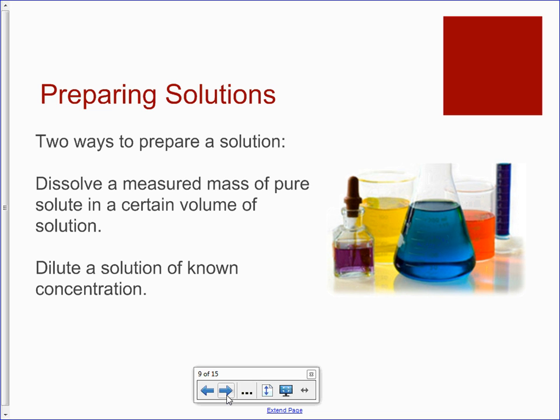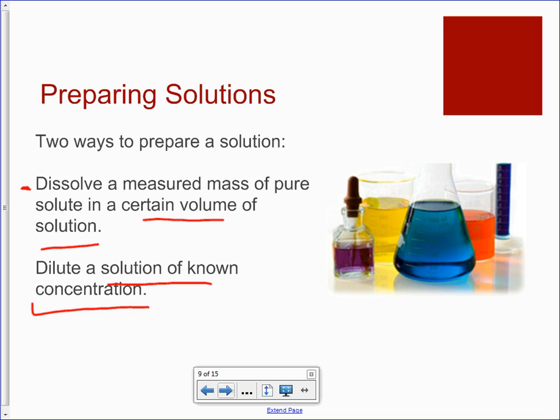So we'll talk about preparing solutions and how we go about doing that. There are 2 ways in which we can prepare a solution. The first way is to dissolve a measured mass of pure solute in a certain volume of solution. And the second way is to dilute a solution of known concentration. So you can take something where you know the concentration of it, add in some more water, and you can create a new solution in this manner.